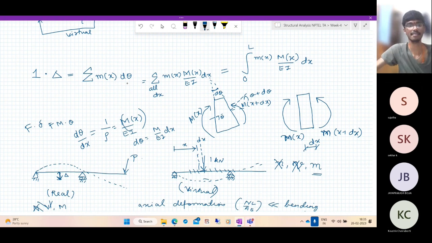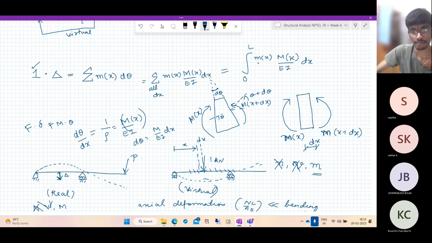So that's it. If you want to determine the displacement at some point in the structure, apply a unit virtual force at that point in some assumed direction. If your assumed direction is correct, you'll get a positive answer. If your assumed direction is wrong, you will get a negative answer. In that case, you will have to reverse the direction after finding your answer.